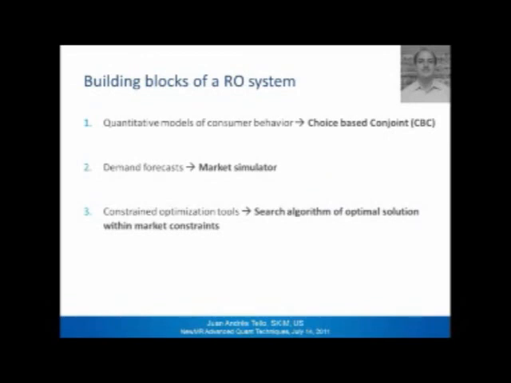So the building blocks of a revenue optimization system are basically three. The first one is you need to have quantitative models of consumer behavior, and we typically use choice-based conjoint to do so. You need to have demand forecasting ability, and we basically build a market simulator to do that. And the third piece is you need to have a constraint optimization tool, and we have developed some search algorithms that basically look for the optimal solution within market constraints.